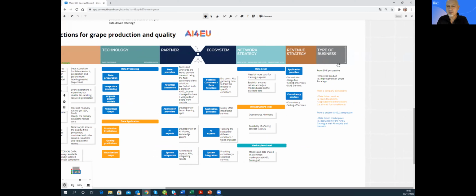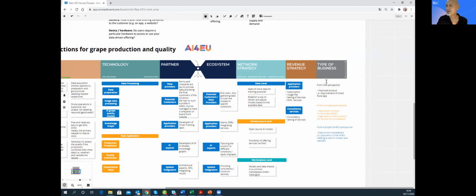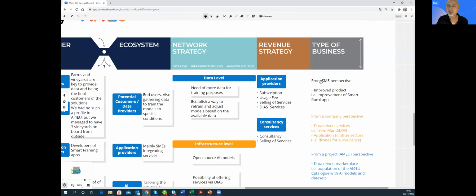right-hand side, from the type of business, and it was difficult at the beginning because of trying to understand the type of business. It could be from the perspective of an SME, for instance, that could make use of these results for making money, for making applications, or it can also be from a company perspective like mine, so how we can make money out of it, or even from the project perspective from A4U, so how we can help, not in this case making money, but at least showcasing the results of the project and making these results available. At the beginning it was not so clear.